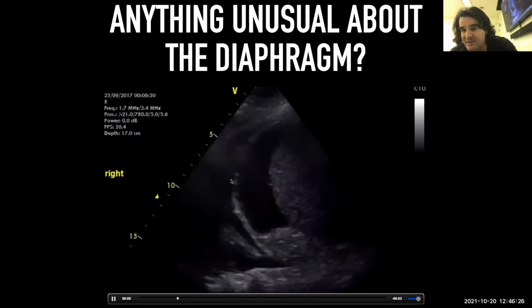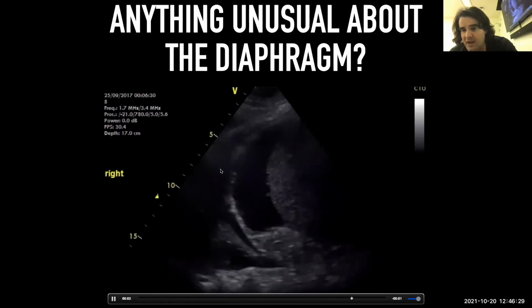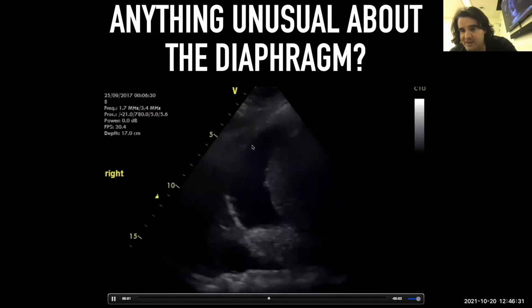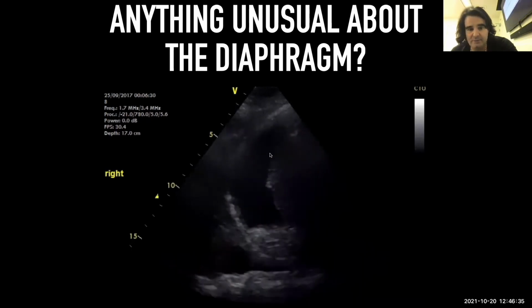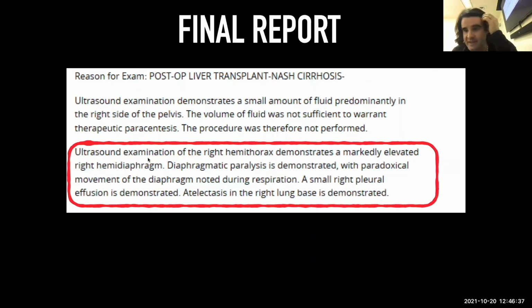And it's left a very, very small intrathoracic space. Yes, there is pleural fluid here, but it's very, very small. So eventually, a comprehensive ultrasound was done, showing diaphragmatic paralysis, paradoxical movement, and a small right-sided pleural effusion. But again, a very small intrathoracic volume. So that's why I thought I'm not touching this guy with a 10-foot pole with a chest tube or thora.